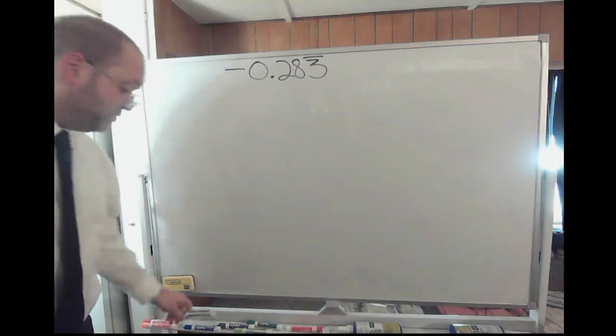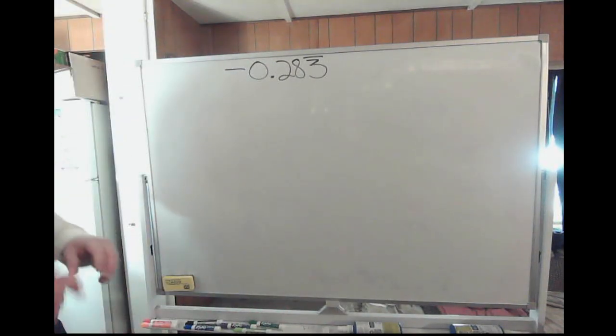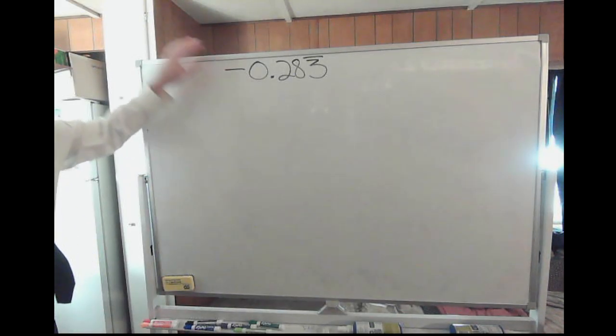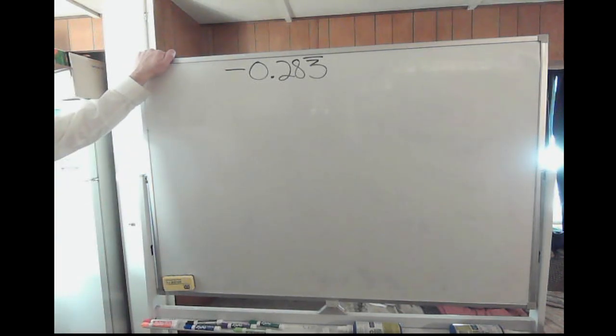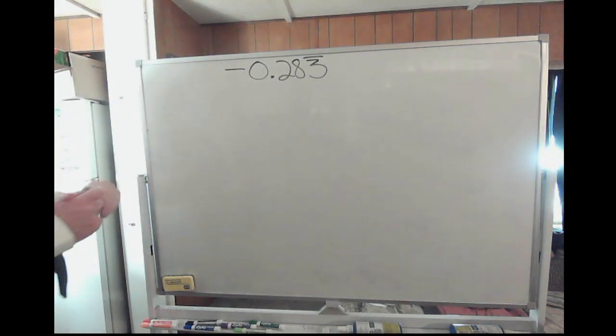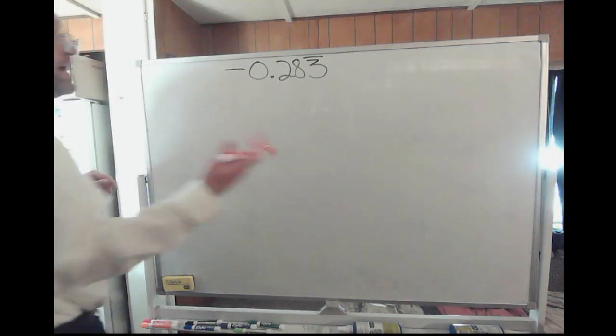There's a couple things we need to do here. First, you want to split this up here. Forget about your negative sign. Always omit your negative sign to start with. Just focus on that 0.283 repeating. The negative sign will come back into play at the end.